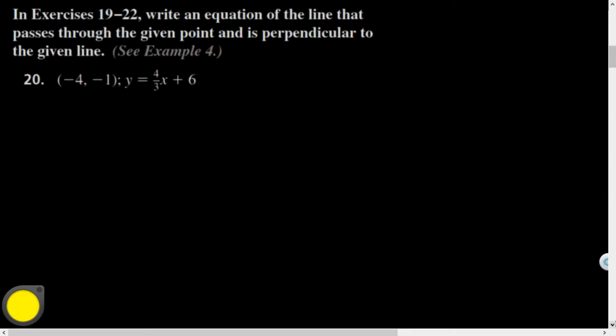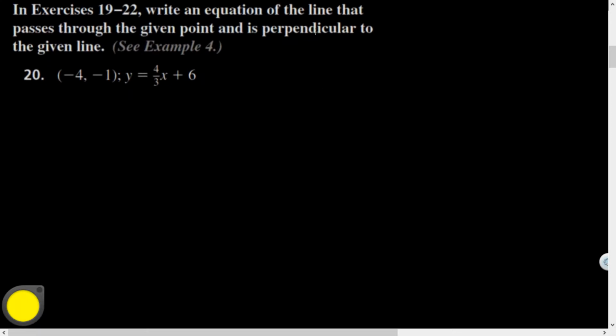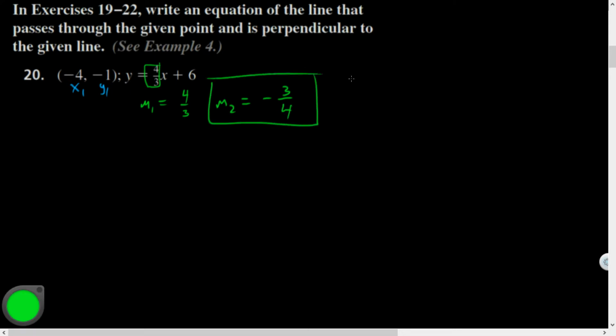So here we go. It says, write an equation of a line that passes through the given point. I could call this point x1, y1 perhaps, and is perpendicular to the given line. Now, I don't care about this line's y-intercept of 6, because chances are my line is going to have a different y-intercept. All I care about this line is its slope, and the slope of line 1 is 4/3. What would the slope of our line be? Negative 3/4, right? The opposite reciprocal.